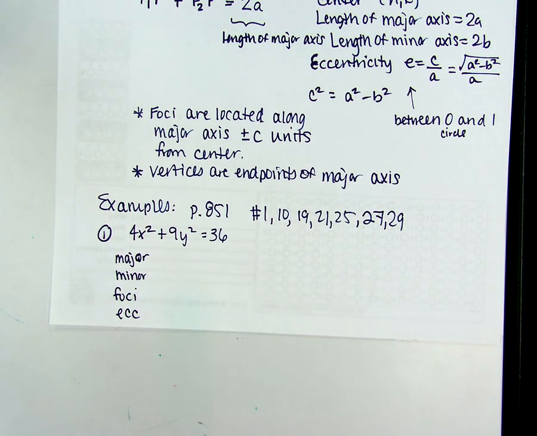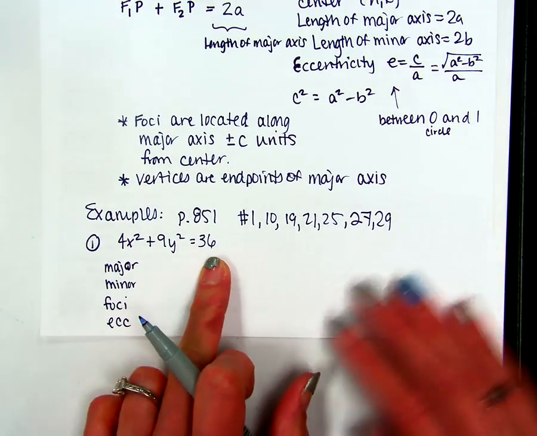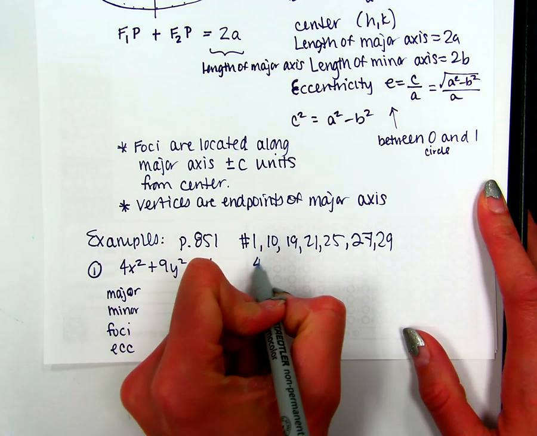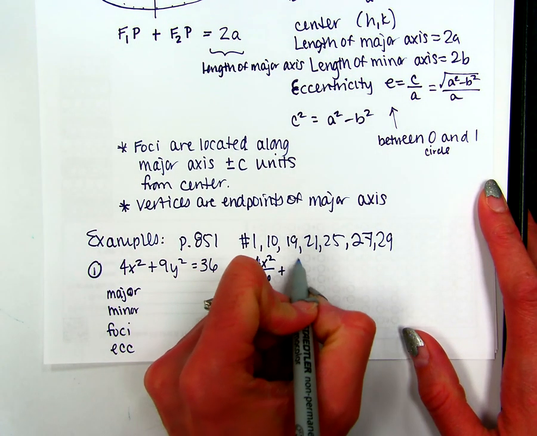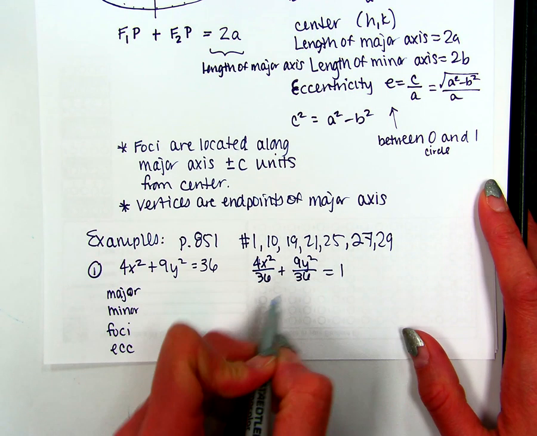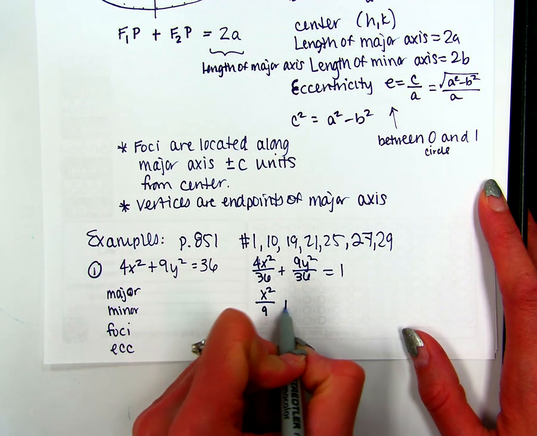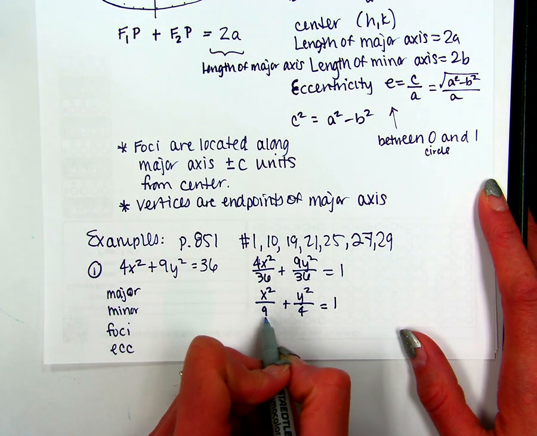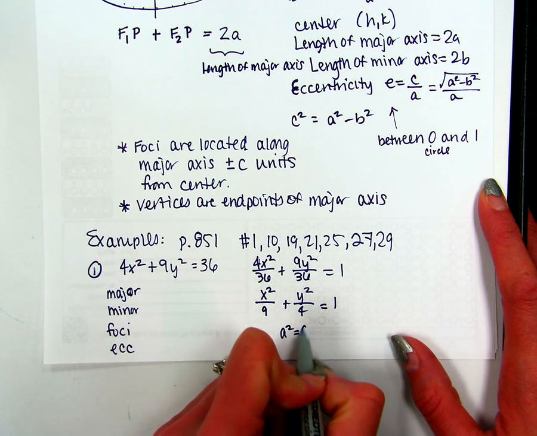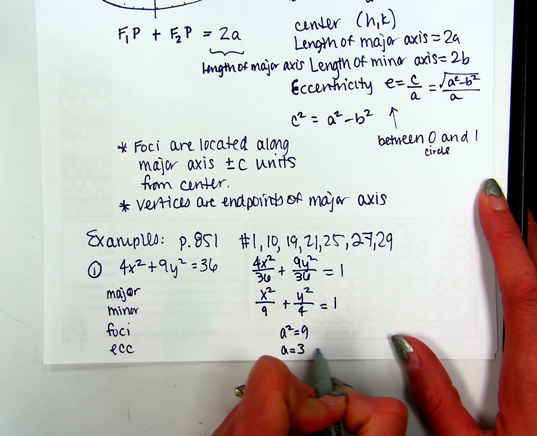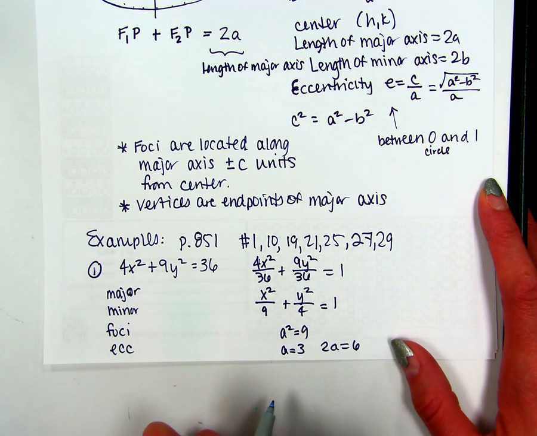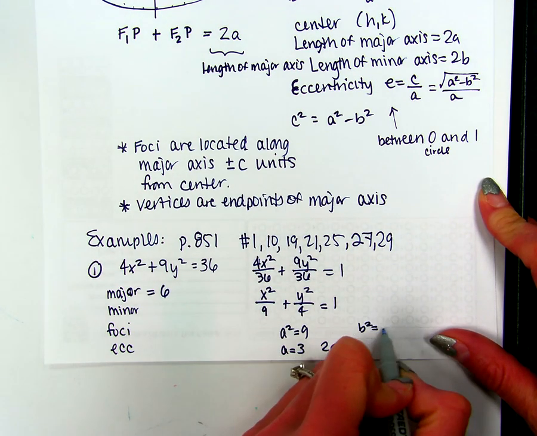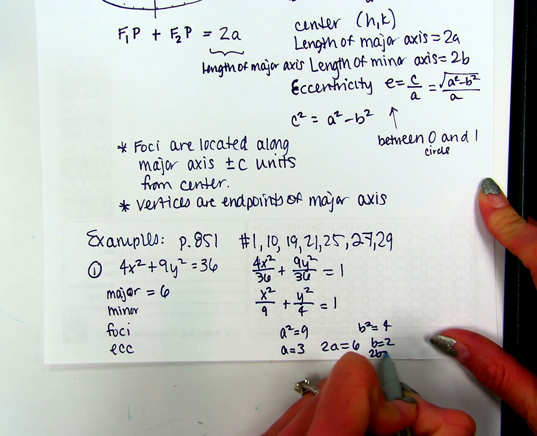Okay, so first off, we need to make sure that we have this in the correct form. So for an ellipse, we want it to be equal to 1. Therefore, we need to divide everything by 36. So we have 4x squared over 36 plus 9y squared over 36 equals 1. And then just reduce. So you've got x squared over 9 plus y squared over 4. Now, if it helps you, 9 is a squared. So a is really 3, and the major axis is 2a. So 2a is 6. You don't have to show all that work, but the length of the major axis is 6. The minor axis is going to be related to b. So b is equal to 2, and 2b is equal to 4.